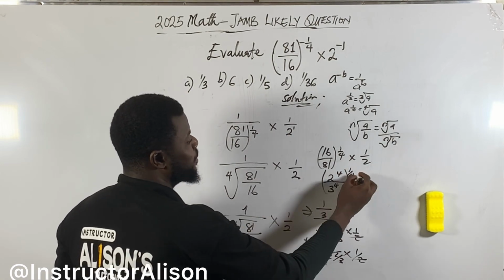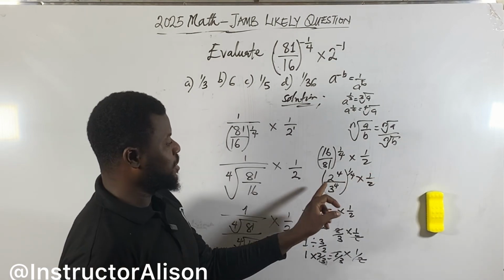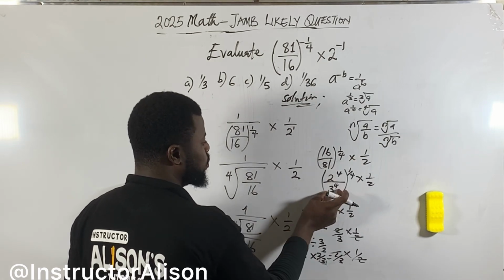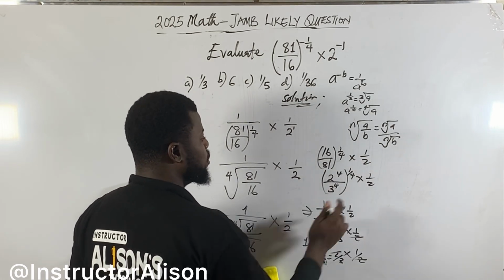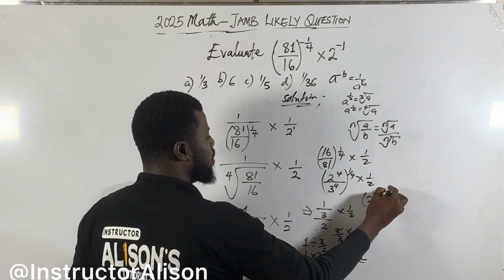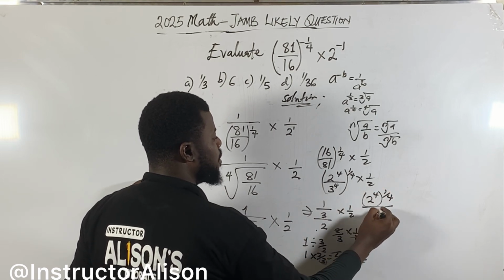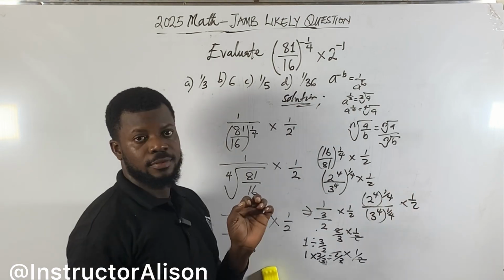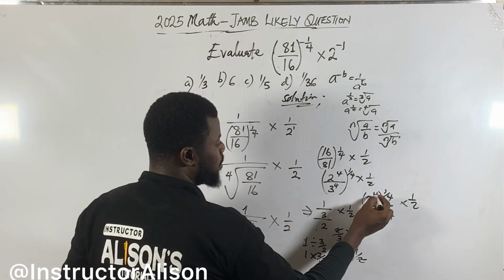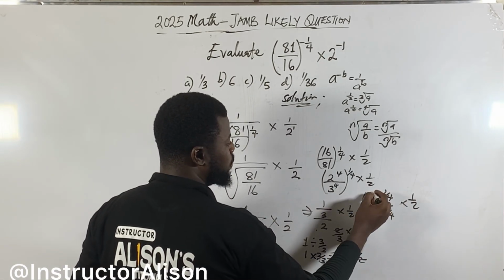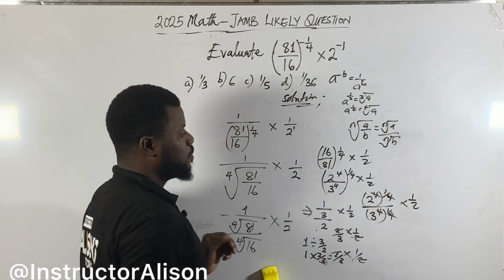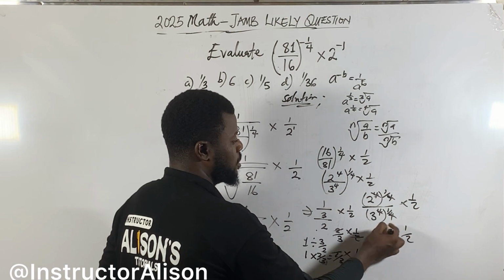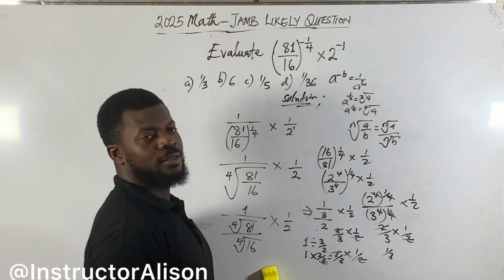I can still share them too. I will show you the trick now. I just play around with all these things. So you will get 2 raised to the power of 4 raised to the power of 1 over 4, over 3 raised to the power of 4 raised to the power of 1 over 4, then times this 1 over 2. I play with it in a different way. So you know 4 times 1 over 4 is 1. Or if you just cancel like this, what remains here is 2 over 3. 2 over 3 times 1 over 2. This one will cancel. 1 over 3 is the answer.